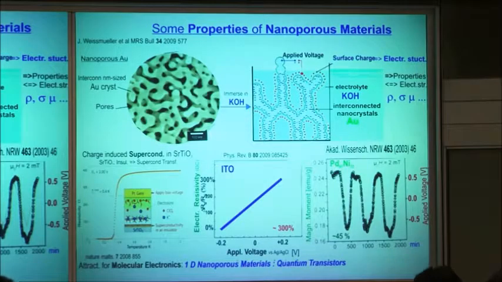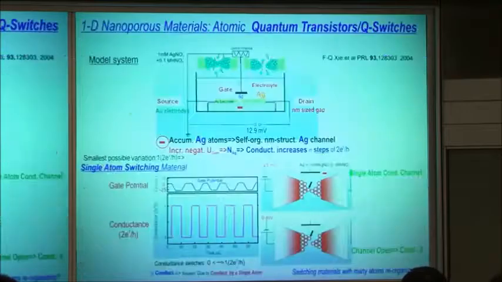Now, one can go one step further. These are three-dimensional systems. Of course, for molecular electronics, an interesting case would be a one-dimensional system of that type. And we tried to do that, and we again saw new effects.